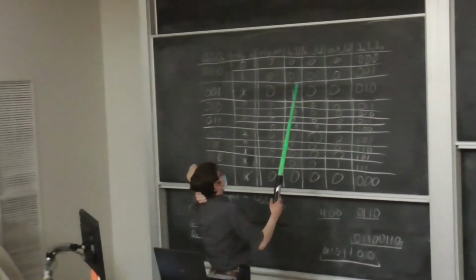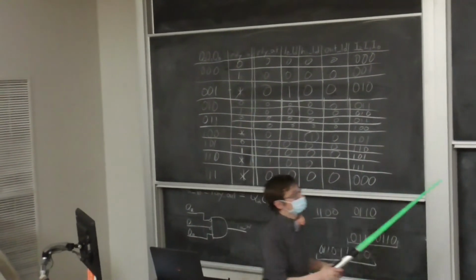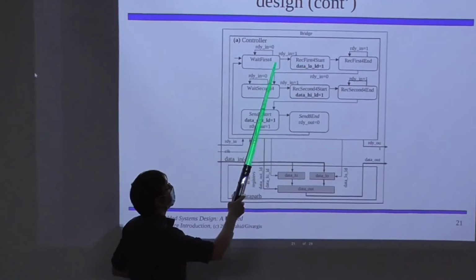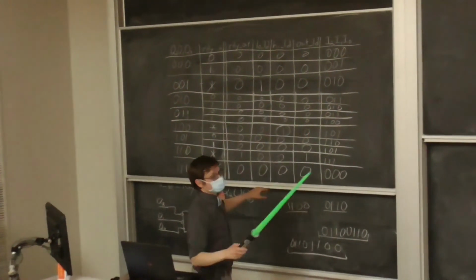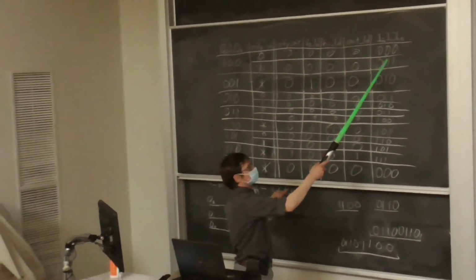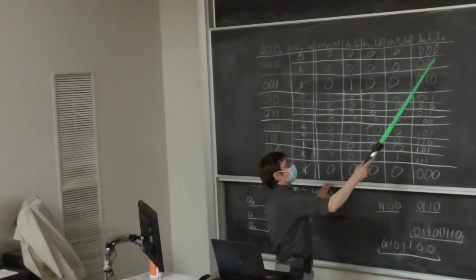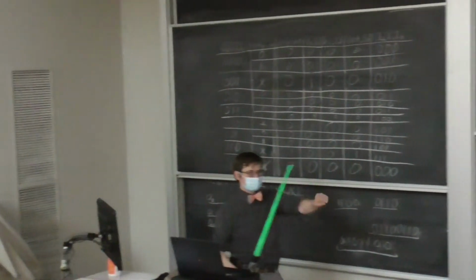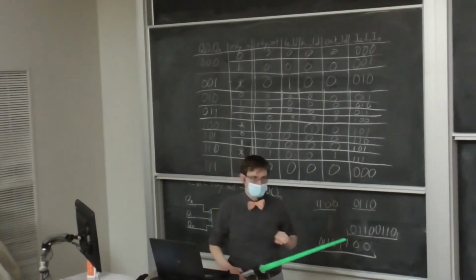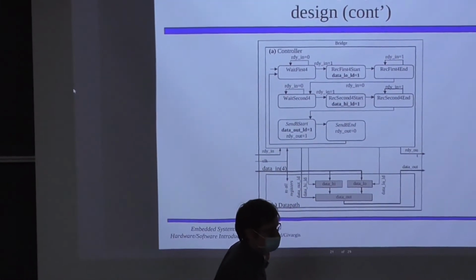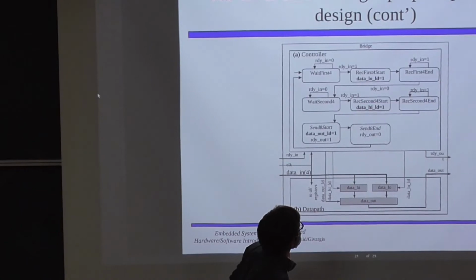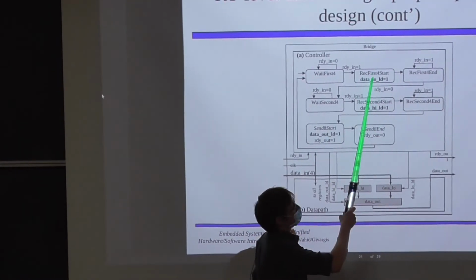If ready in is 1, then we go to the next state here, right? You can think of states in terms of codes. That state's code is 001, right? So that becomes the new value that's written to the state register. And it says data low load, so why don't we have it low load in the table for that one?